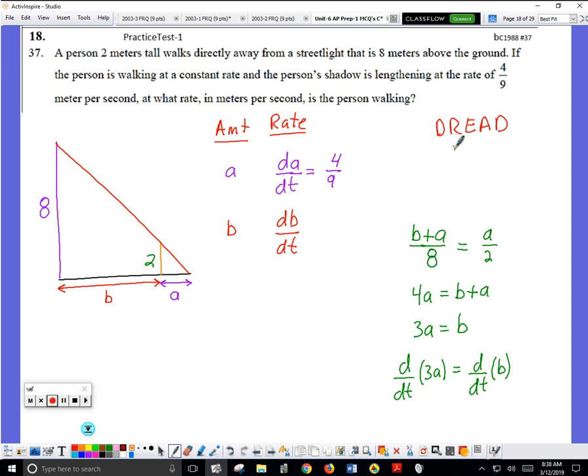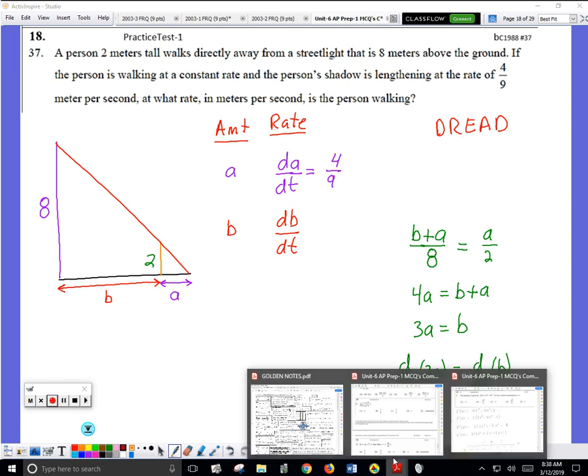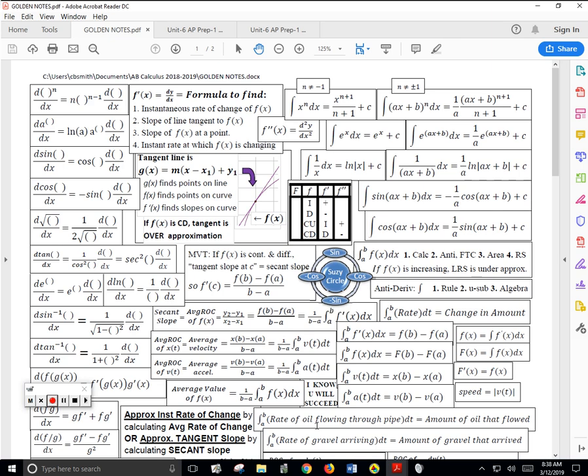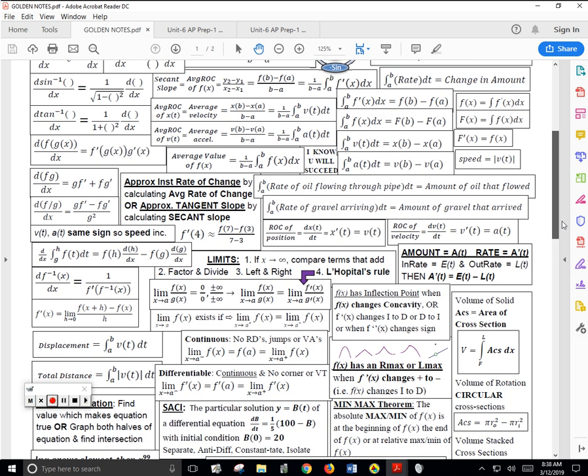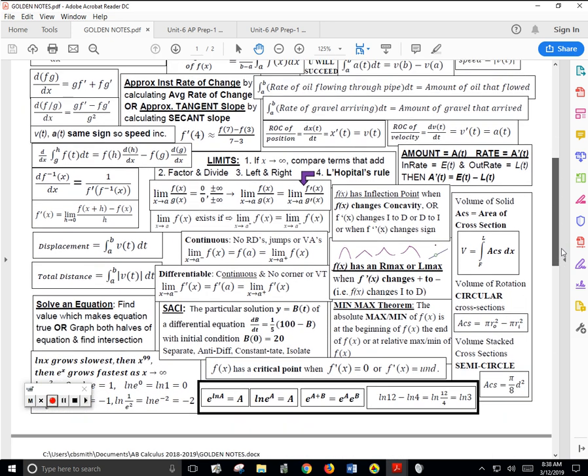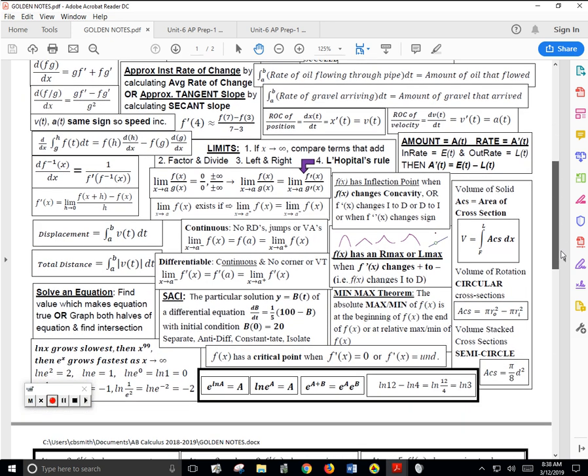I don't remember any other. The Golden Notes have everything, but I don't recall any other acronyms on the Golden Notes. Wait, is DRED on here? DRED, I don't think I found. I'm not sure if I found room for that one. I see SASE. SASE's on there. DRED, I don't think is on there.